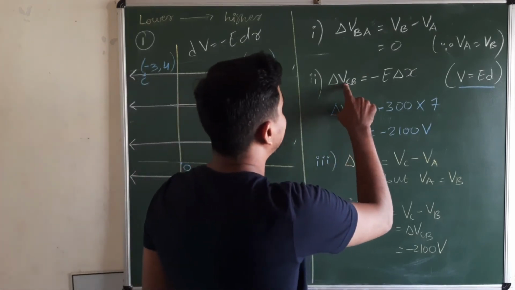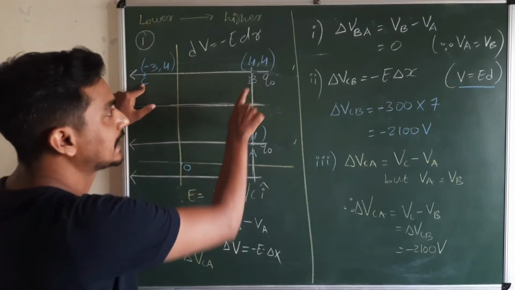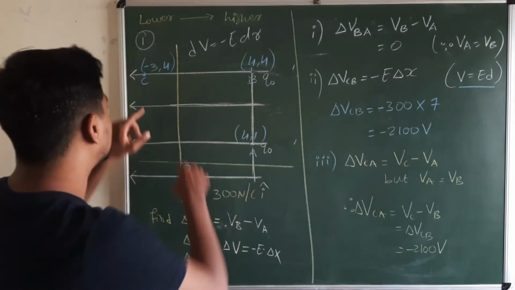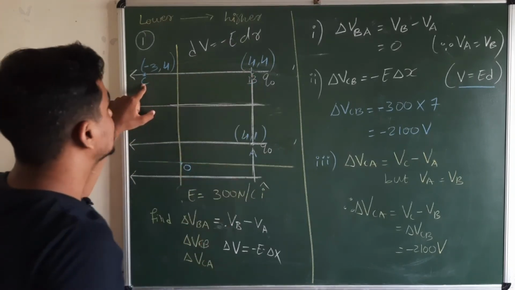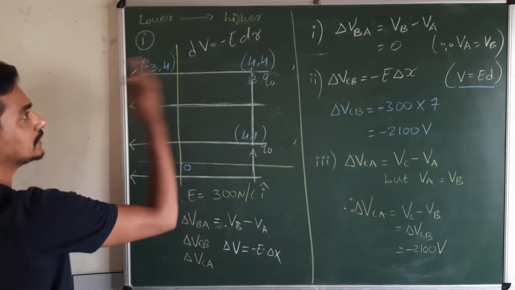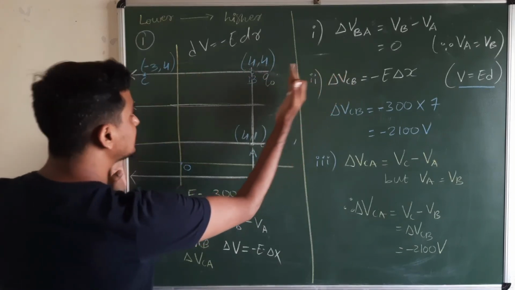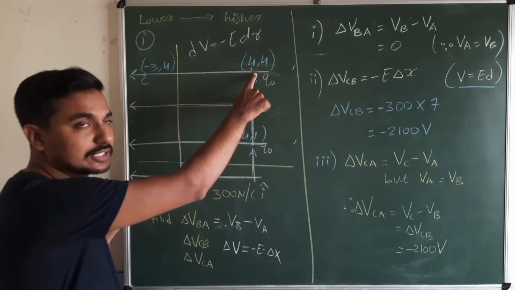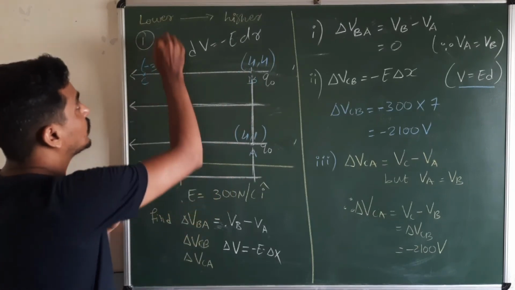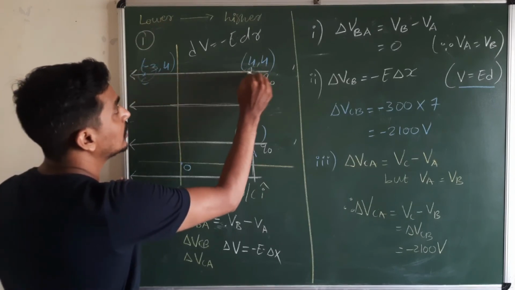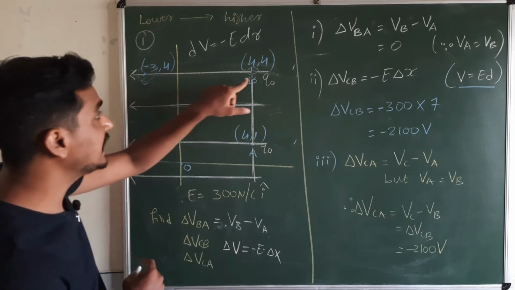So delta VCB, that is the potential difference between C and B, or you can also assume it is the work done in bringing a charge from C to B. See here, this is the direction. In this direction, the electric field decreases because it arises from this side. So this is the higher potential, this is the lower potential. You are bringing a charge from lower potential to a higher potential. So in that case, the potential will be negative.